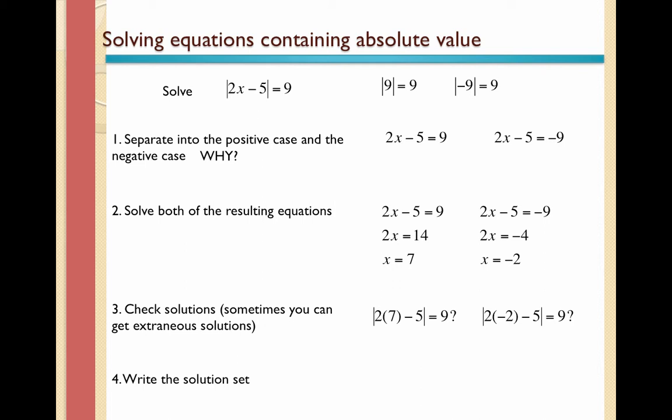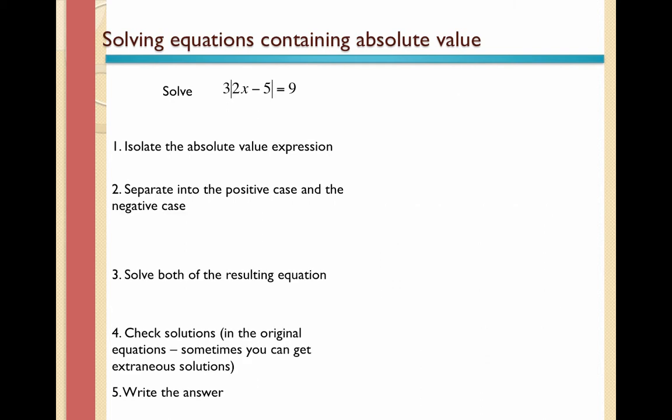We're convinced that they both work. We write our solution set, and we're ready for our next problem. One more example. We always have to isolate the absolute value expression before we can undo it, before we can separate it into the two cases. In this case, that absolute value is being multiplied by a 3, so we'll simply undo that by dividing out the 3.